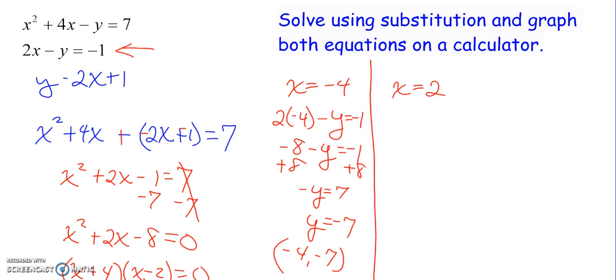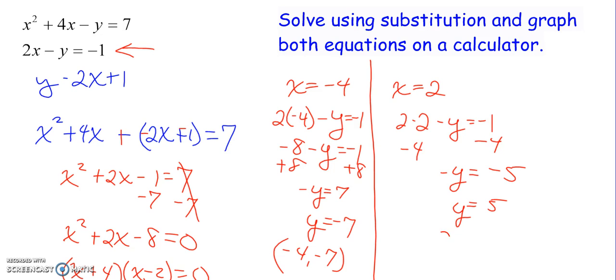The other answer, found the same way: 2 times 2 minus y equals negative 1. So I'm going to subtract 4, negative y equals negative 5. So you could say y has to equal 5. 2 comma 5 is my other answer.